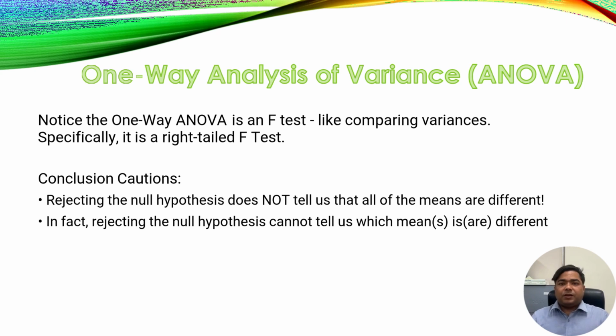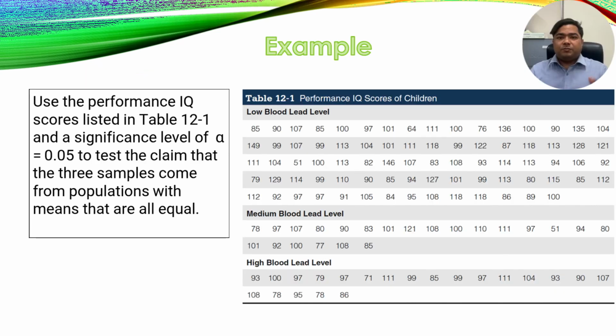The one-way ANOVA is a right-tail F test focusing on comparing variances. Importantly, rejecting the null hypothesis doesn't confirm all means are different, nor does it specify which means differ. We will use the performance intelligence quotient scores from table 12.1 and a significance level of alpha equals 0.05 to test if the three samples originate from populations with equal means.